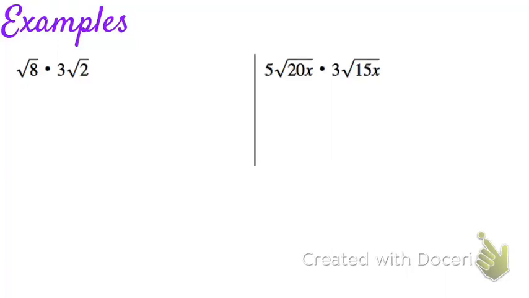Here we're going to multiply these radicals. When you're multiplying radicals, you first want to multiply the coefficients. So the square root of 8 doesn't have a coefficient, so we just assume there's one square root of 8. So when I multiply 1 times 3, I get 3. And then you want to multiply the square roots. So 8 and 2, I'm going to put them both under the same square root symbol.